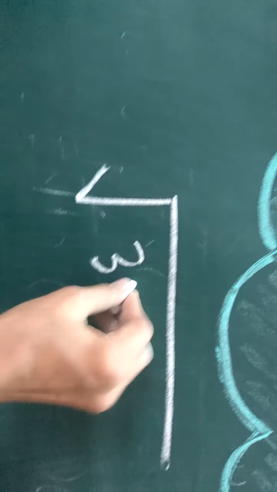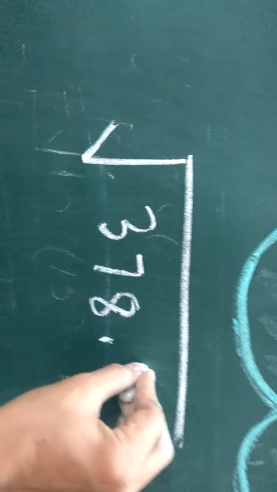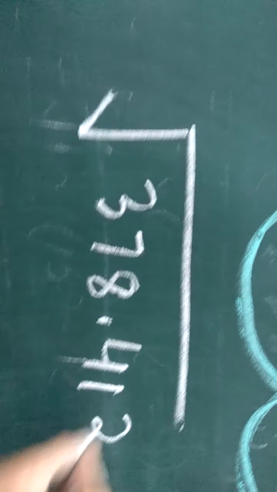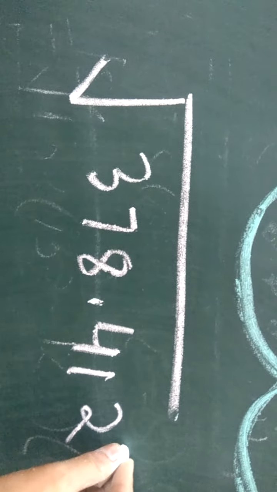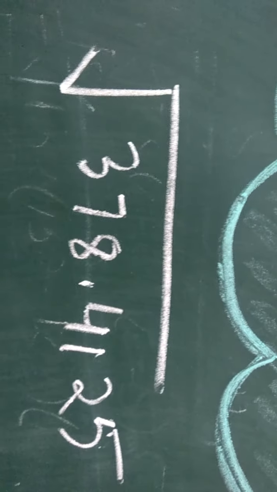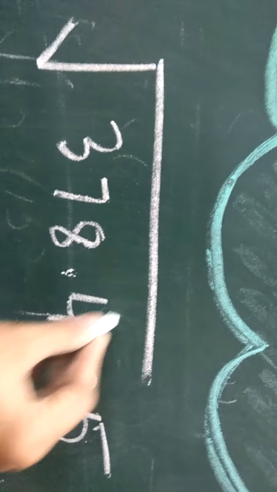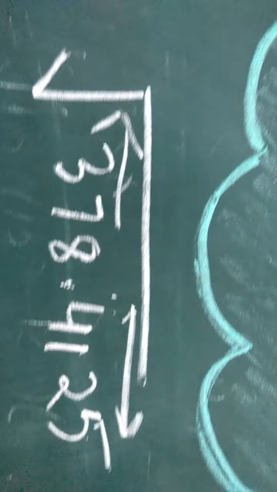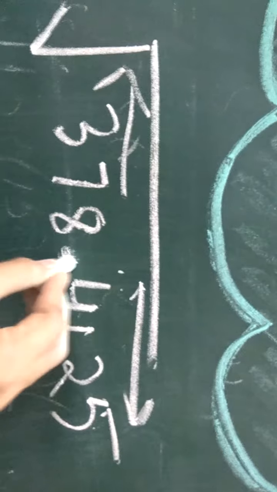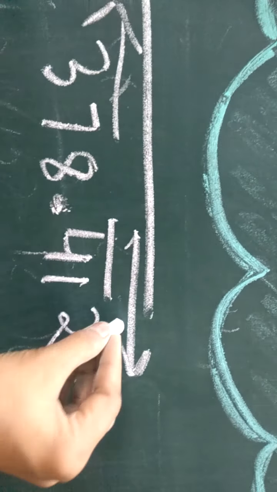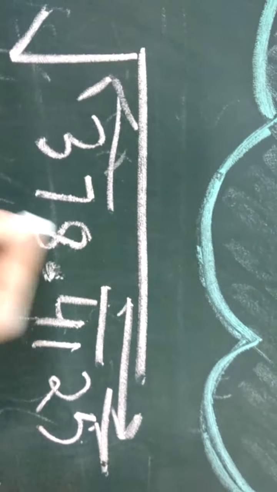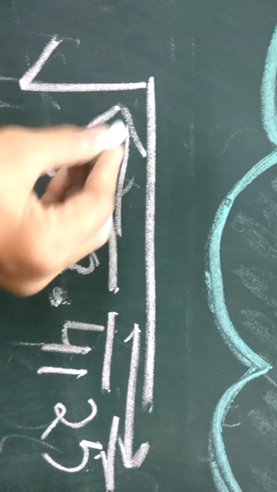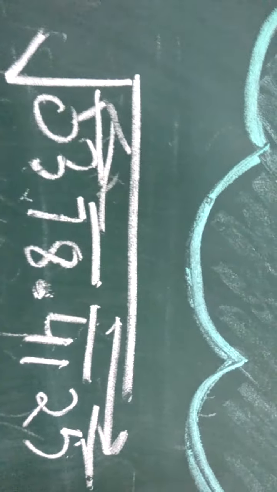So for example, if I have the number, let us assume 378.412, and one more, say 5, like this. We will start from the decimal. So first pair towards right hand side is 41 and second is 25. From this way, first pair is 78, second is alone, we can place a 0 here.